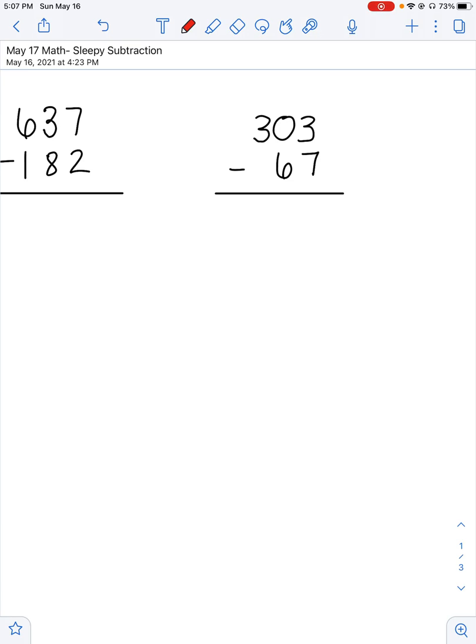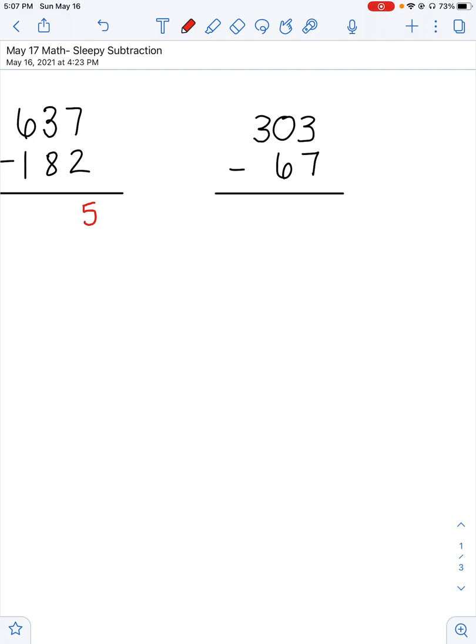All right, so the first thing that you want to do is come to your ones place and say, can I do this subtraction problem? Can I take 2 away from 7? And if you can, well then go ahead and do it. And in this case, I can. I can take 2 away from 7, and I get 5. Then go to the next place value.